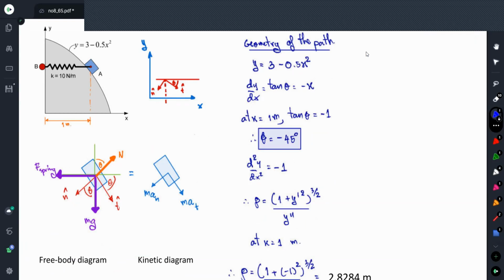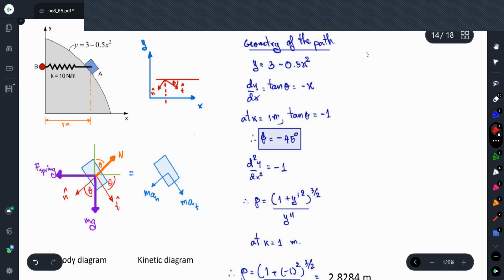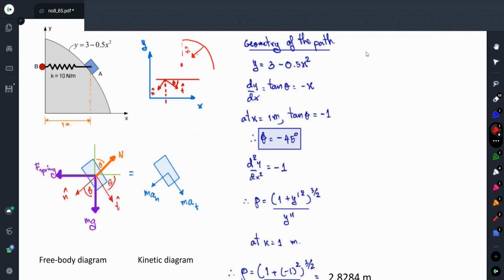Let's review a little bit the normal and tangential directions. The tangential direction is tangent to the path, always tangent to the path. The normal direction is perpendicular to the tangential direction, but it is always toward the center of curvature. For this case, the center of curvature is here, so the normal direction should go in this direction as the positive one.